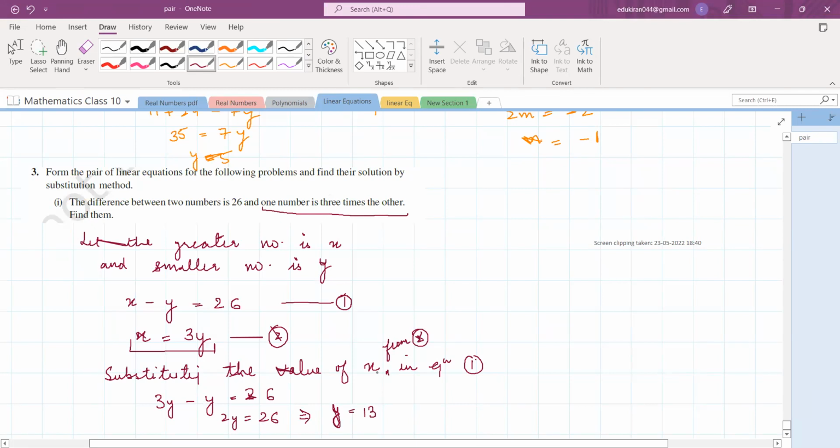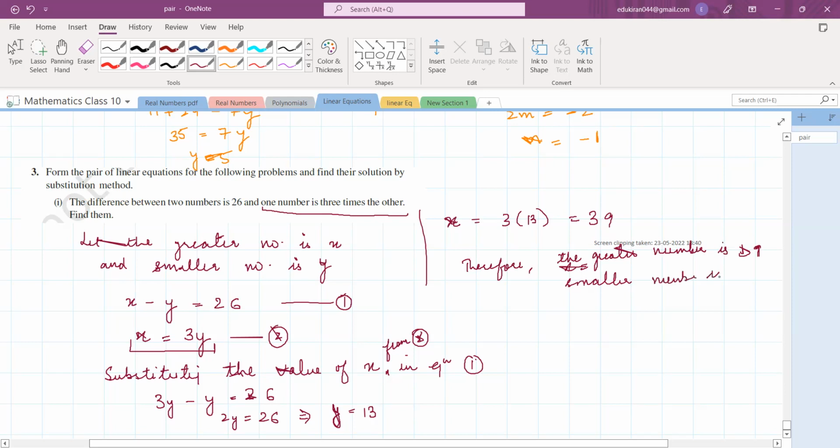Okay. Now y is 13 and x is equal to 3y. So x should be equal to how much? 39. Yes. So 3 into 13, which is equal to 39. So this one is simple. So as a final statement, you can write, therefore, the greater number is 39 and the smaller number is 13.